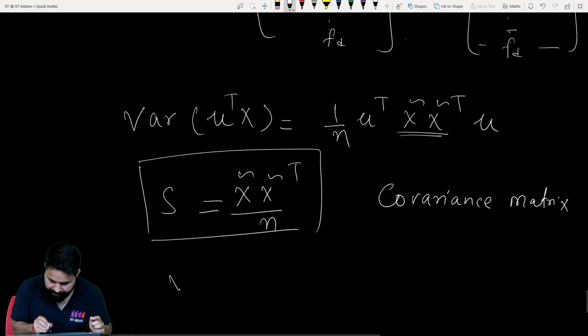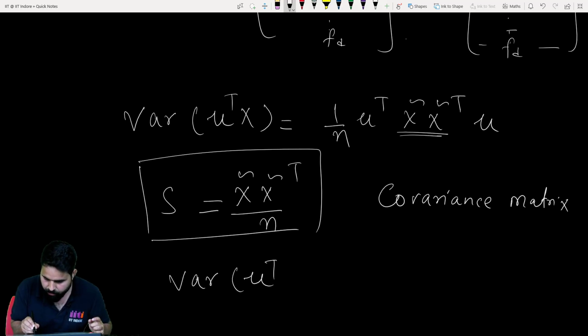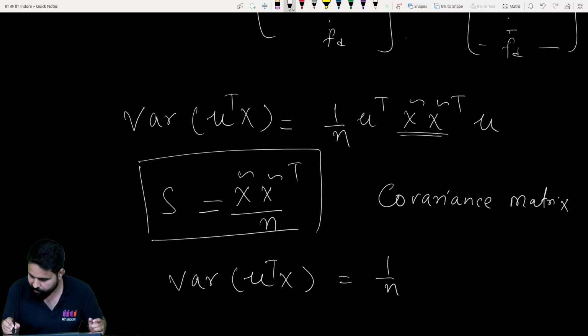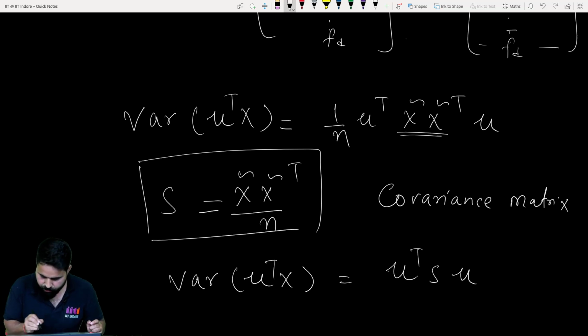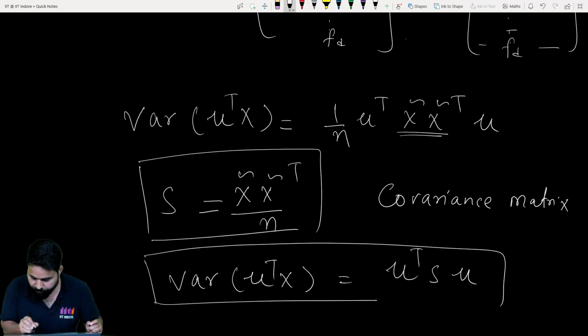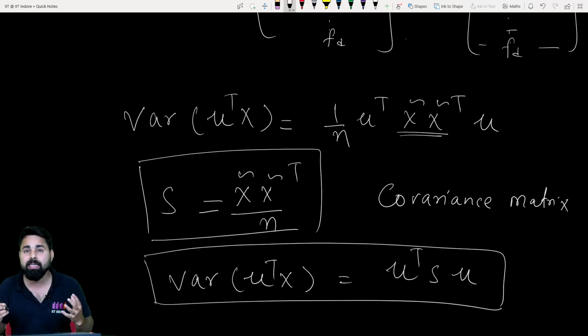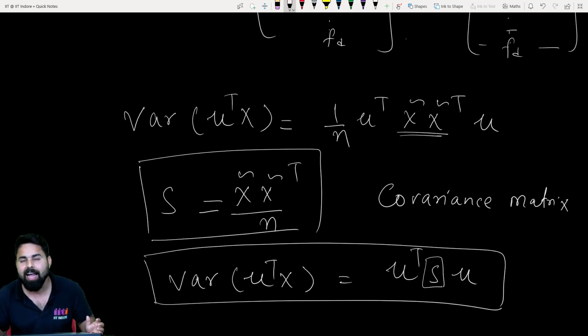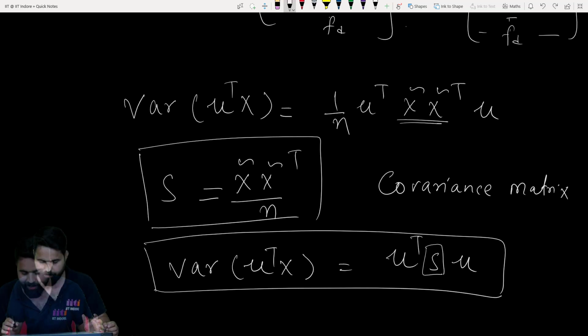So basically now the variance is this, 1 divided by n. Since n is already taken care of, I can now write u transpose S u. So we have simplified the variance when we project every d-dimensional data point along some unit vector u. This will be the variance, where S is your covariance matrix. Now we will see what u will be such that this variance is maximum.